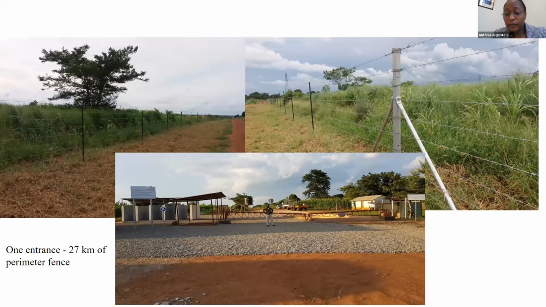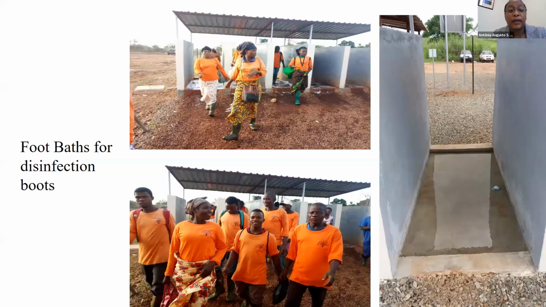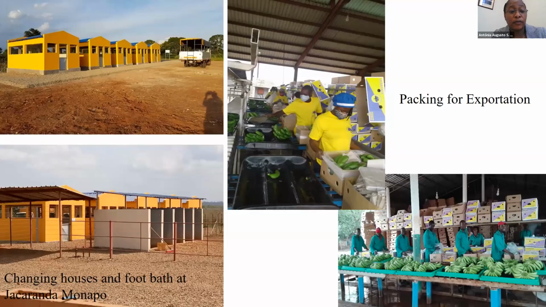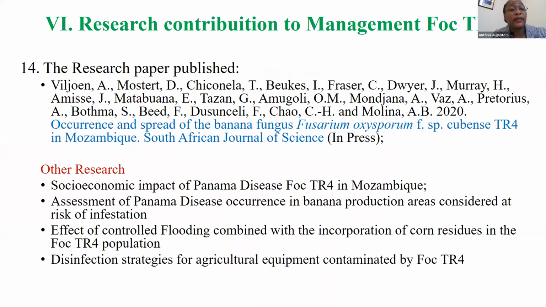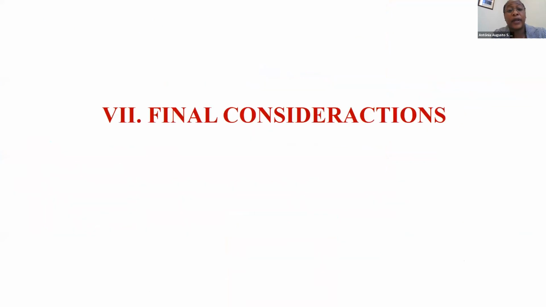The photo shows some biosecurity in place, foot baths and disinfestation booths. We're showing the changes house and booth foot bath at Jacaranda Monap and packing for export banana. Research is in place, with many papers; all this research is to ensure that we find a means to contain the disease, to control and prevent the spread.